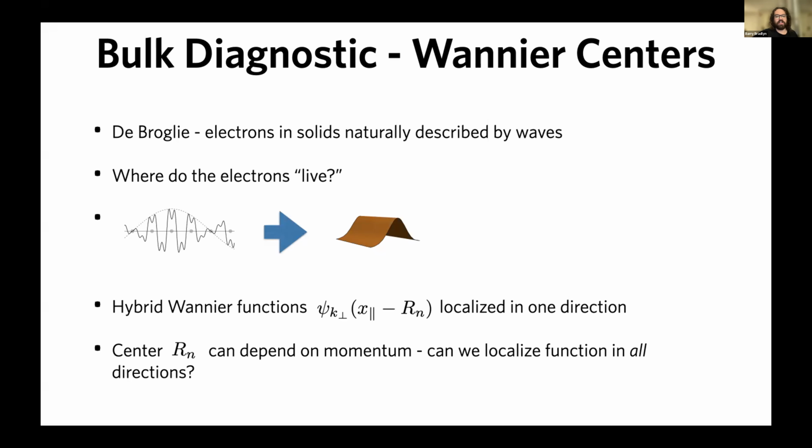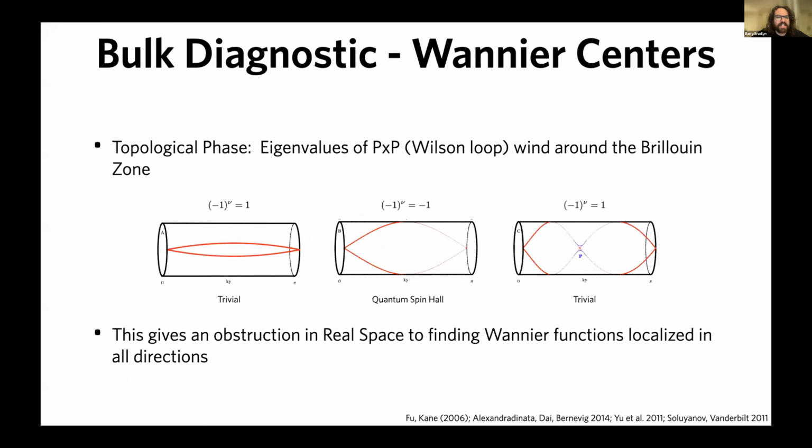We'll introduce these hybrid Wannier functions that are localized in the direction x parallel, but delocalized in the perpendicular direction, so parameterized by some momentum k perpendicular. Each of these hybrid Wannier functions has a center, r sub n, that tells us where in the x parallel direction it's localized. The center r sub n can depend on the momentum in the perpendicular direction. And so we can ask the question, can we localize these hybrid Wannier functions further in other directions? To answer that, we can look at how the centers r sub n depend on crystal momentum.